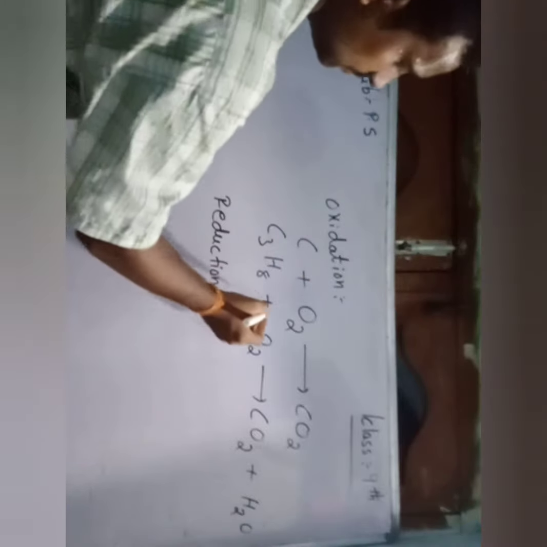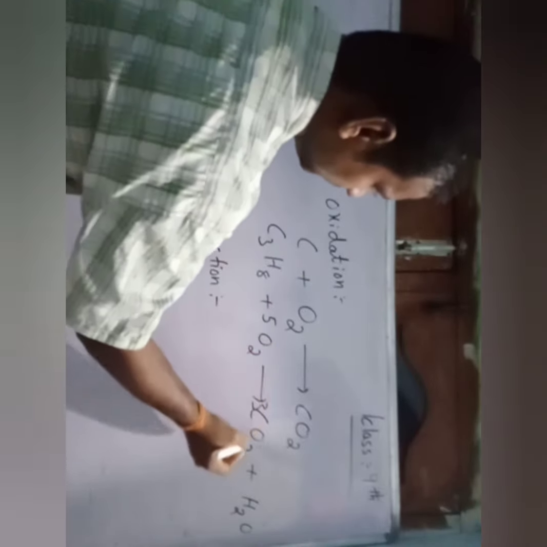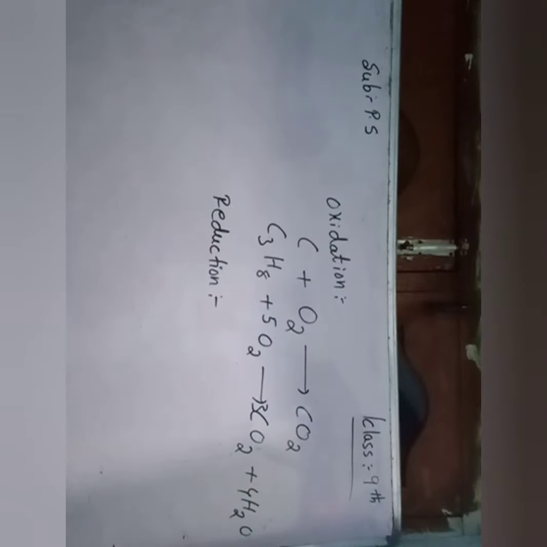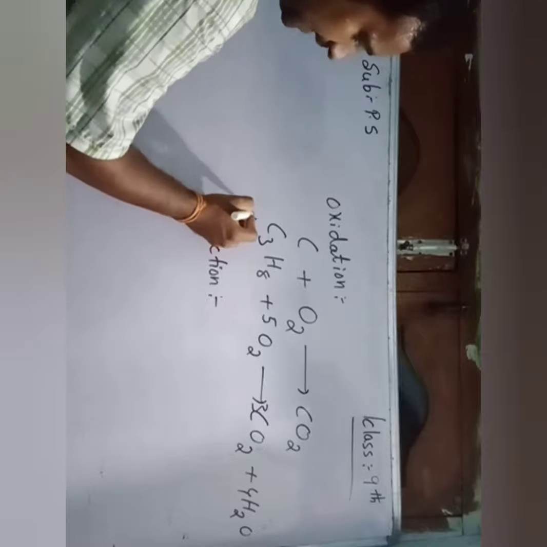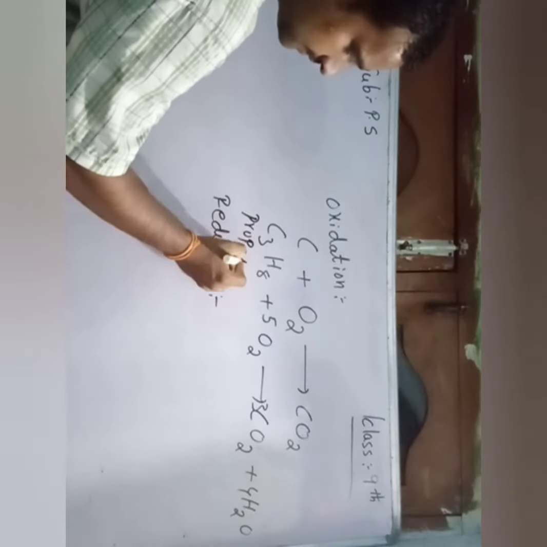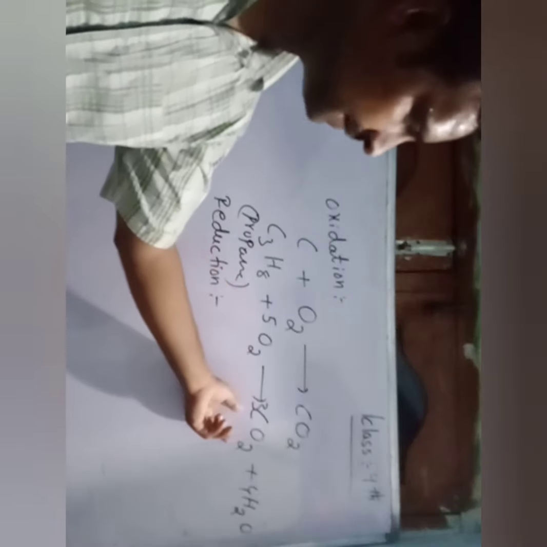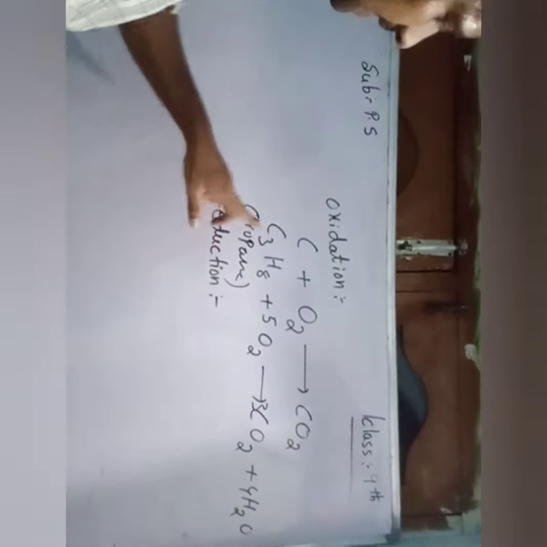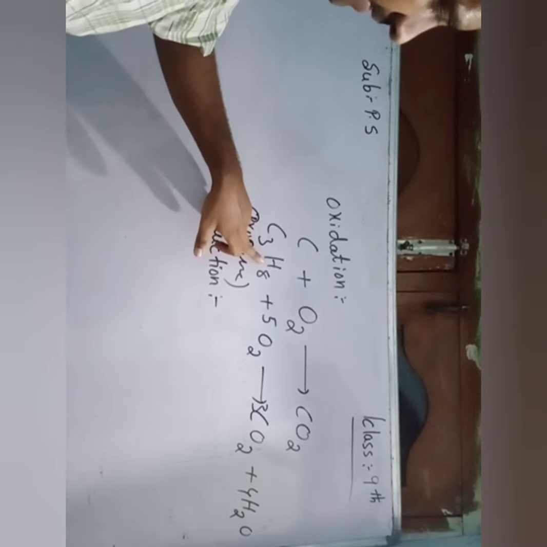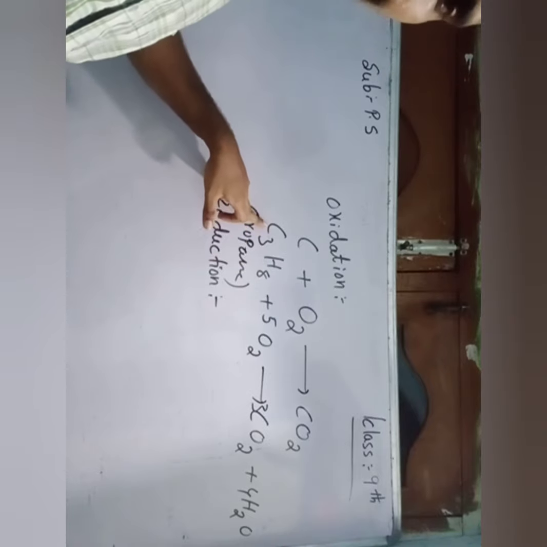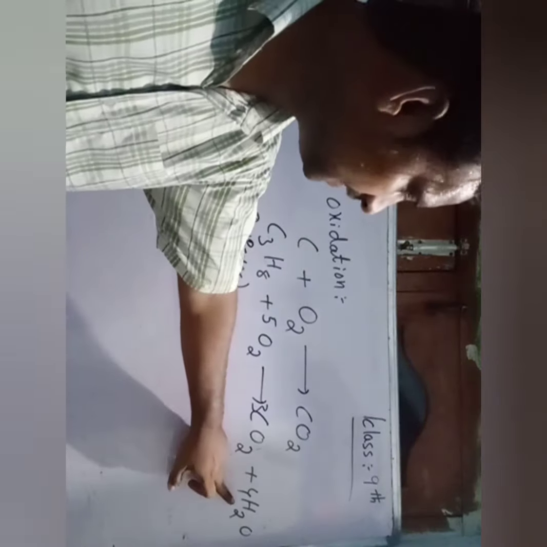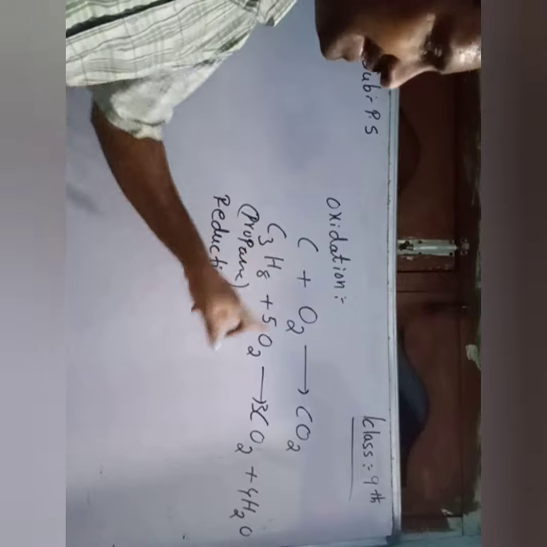Now balance the equation: C3H8 plus 5O2 gives 3CO2 plus 4H2O. What is the name of C3H8? Propane. So propane reacts with oxygen gas to give carbon dioxide and water. Here hydrogen atoms are removed from carbon, and oxygen atoms are added. This is called oxidation. Clear?